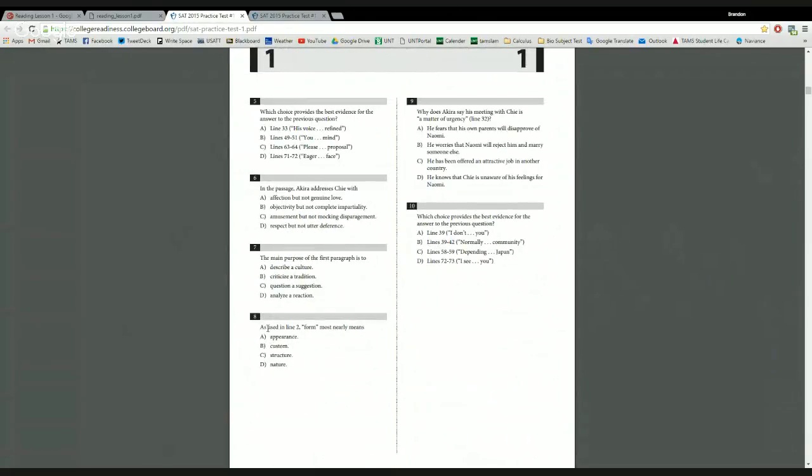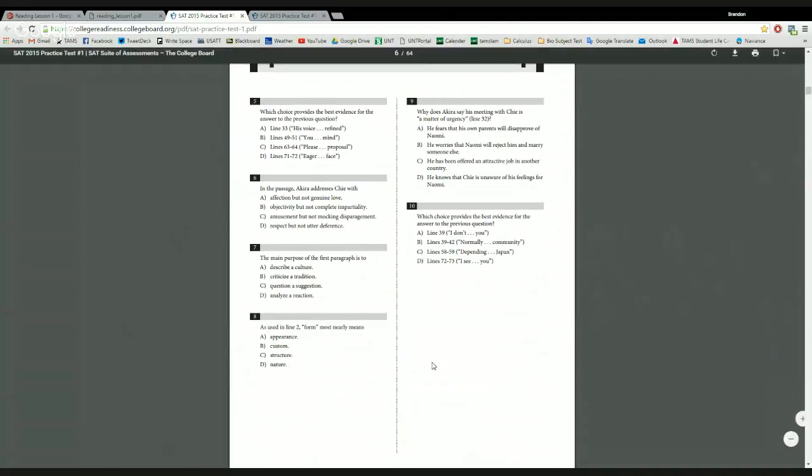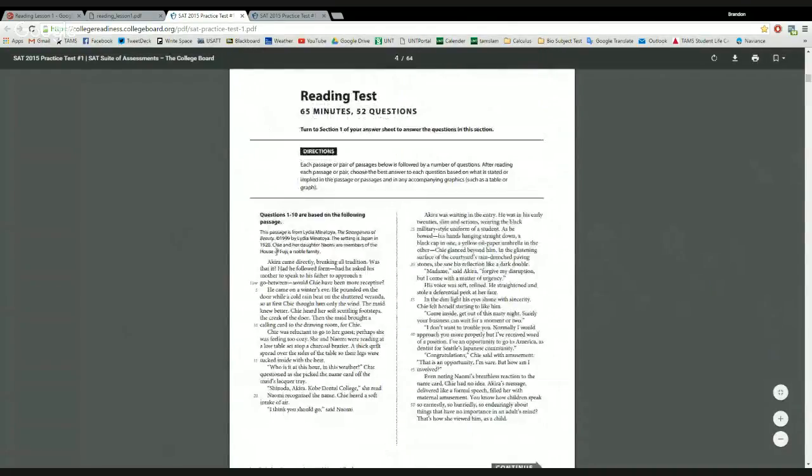Number 8, as in line 2, "form" most nearly means. So first of all, you're going to look at line 2 and think of a word that fits "form." Had he followed form? Had he asked his mother to speak to his father? So had he followed form?